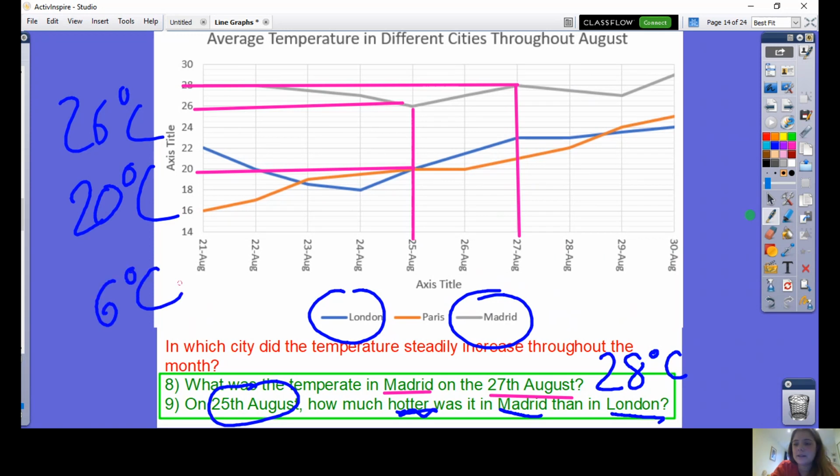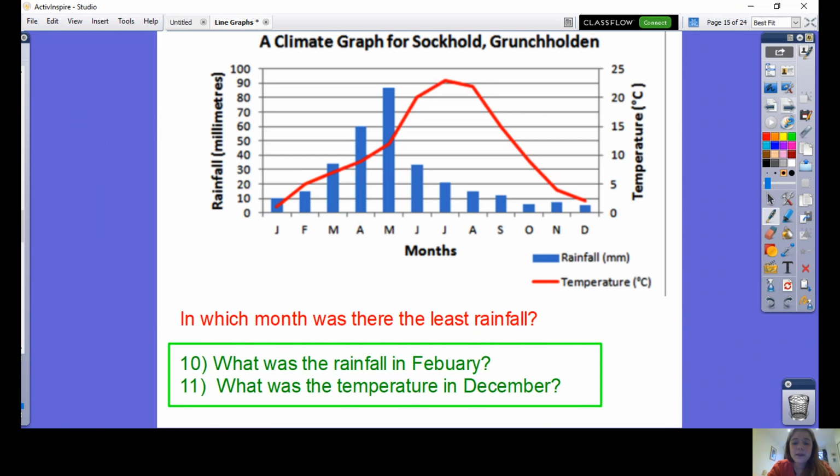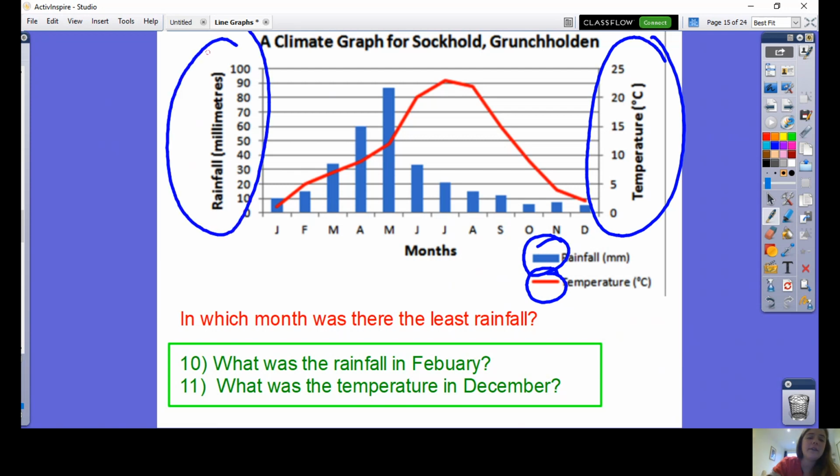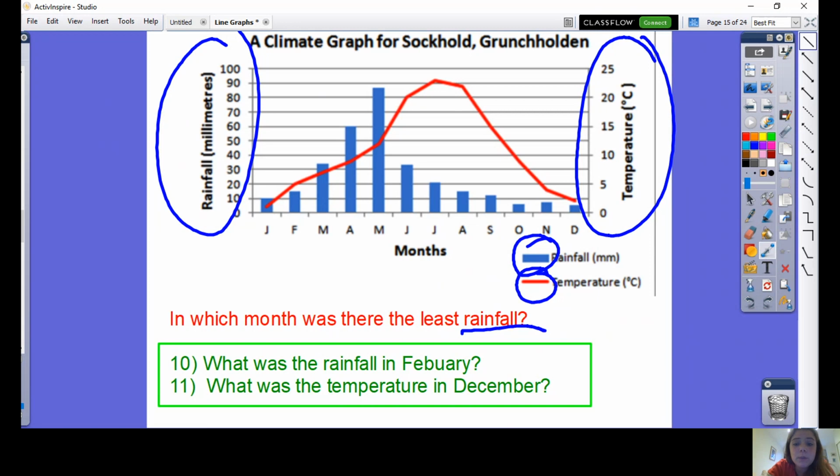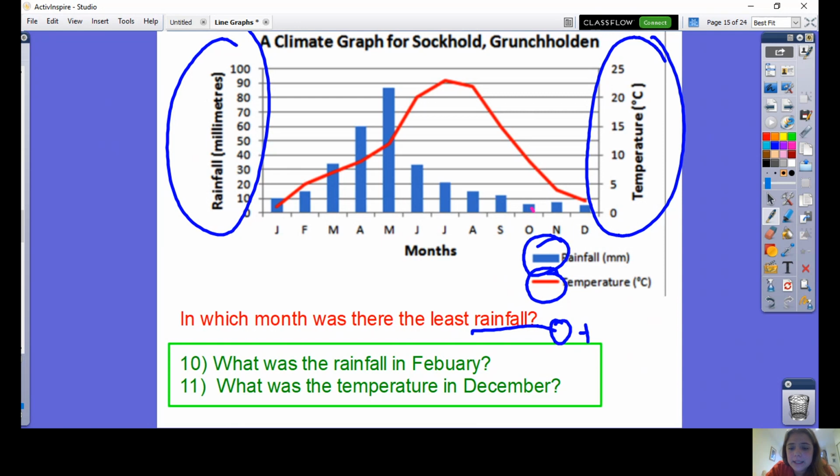to 6 degrees. For this one, you've got a bar graph and a line graph together. The line graph's key is on the right-hand side, the temperature, and the bar graph's key is on the left-hand side, the rainfall in millimetres. In which month was there the least rainfall? Rainfall's looking at blue, that's the blue ones, so I need to find the smallest blue line, which is in October. Okay, and I would actually say that's October and December.